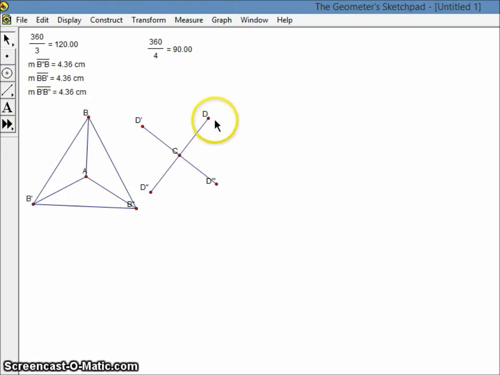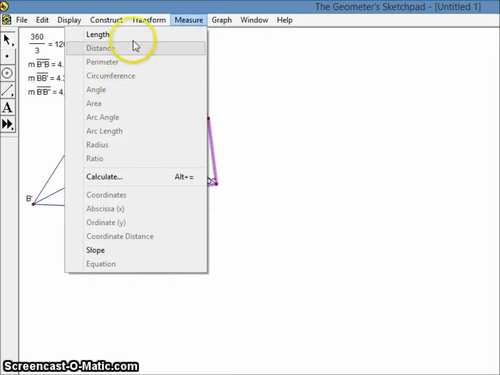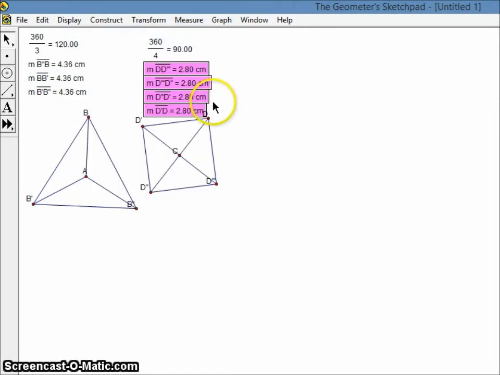And now if I wanted to make a quadrilateral, I just need to connect those four points. Those are my four vertices of my quadrilateral. And I'm going to construct the segments. I'm then going to measure the length of those segments, and sure enough, they are all the same.